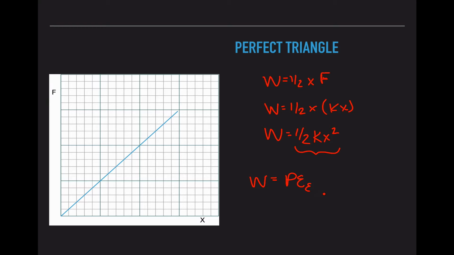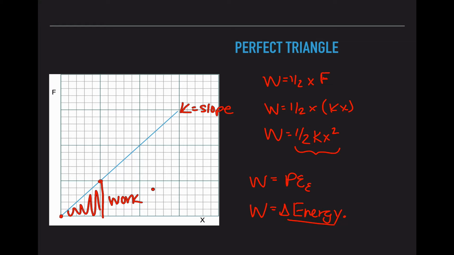Just like in the last video, our work and our change in kinetic energy is exactly the same. Because work is always equal to the change in energy. So using these graphs, you're going to be able to calculate a few things. You're going to be able to calculate the k value, which is the value of the slope. You're going to be able to calculate the work done, which is the area under the curve. And if I give you a weird value, maybe up here, you would then be able to calculate the work done in that scenario because it's now a larger area under the curve.